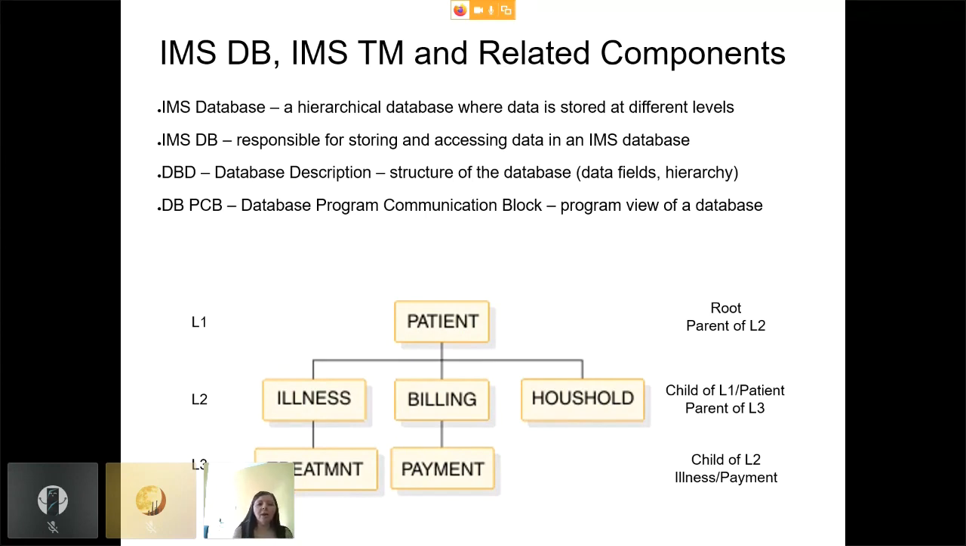Now, if you look at level 2, you have illness, billing, and household. Those are called children of the patient, and the patient is their parent. And there is a direct relationship. So, for example, say we have patient 1, and it could have a couple of illnesses. Illness 1 could be high blood pressure, the patient comes in with high blood pressure. Illness 2 could be somebody comes in with flu symptoms, okay?